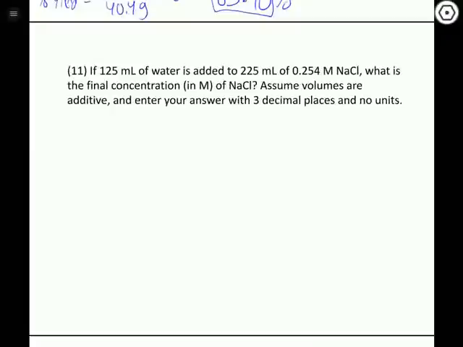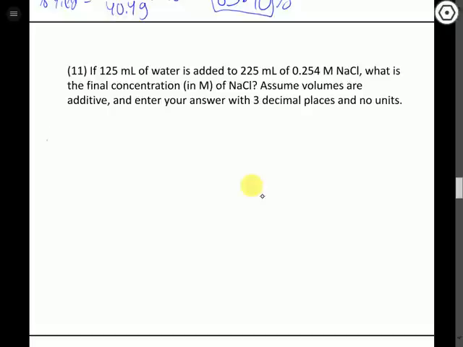All right, so if 125 milliliters of water is added to 225 milliliters of 0.254 molar NaCl, what is the final concentration of NaCl? Assume volumes are additive and enter your answer with 3 decimal places and no units. Okay, so we're adding water to an aqueous solution. We should immediately recognize this as a dilution problem. So the light bulb should go off in our head, and we should think about M1V1 equals M2V2.